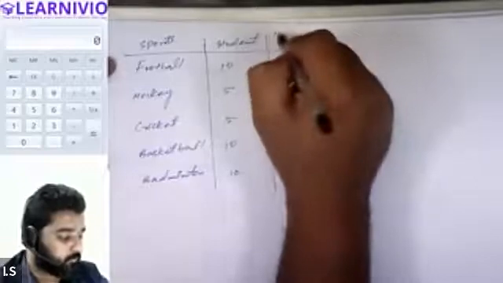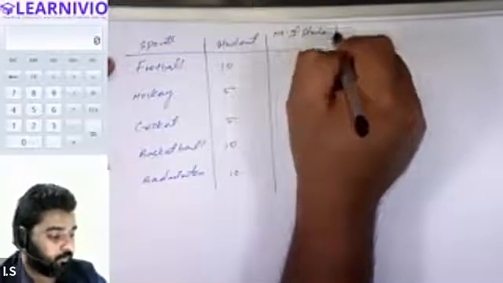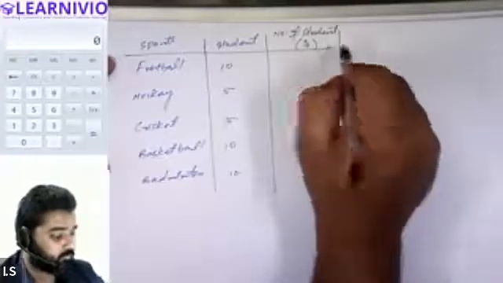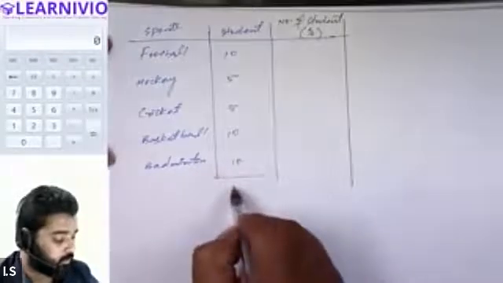First of all, we will convert this data into the form of percentage, the number of students in terms of percentage. For doing that, first of all we find out the total number of students. So 10 plus 5 plus 5, 20, and then 20 again. So the total number of students is 40, right?